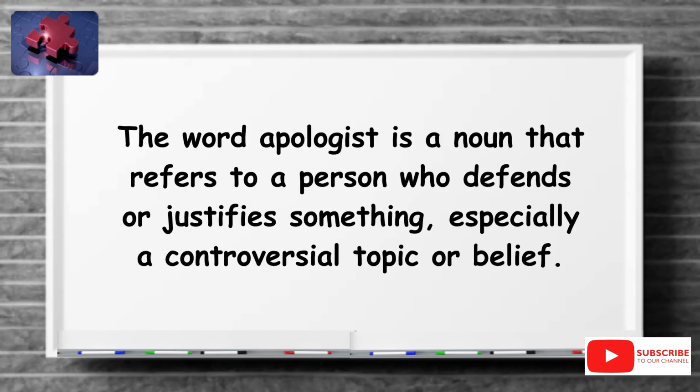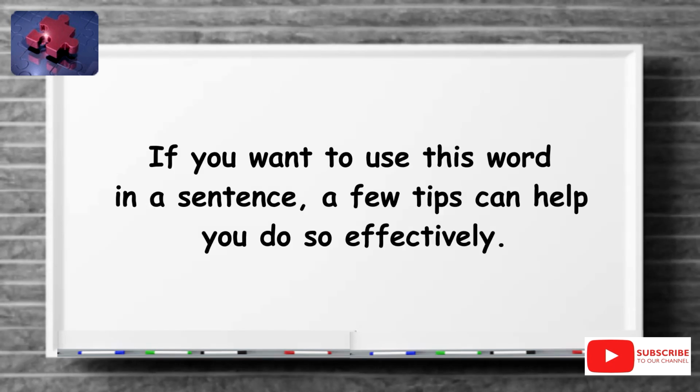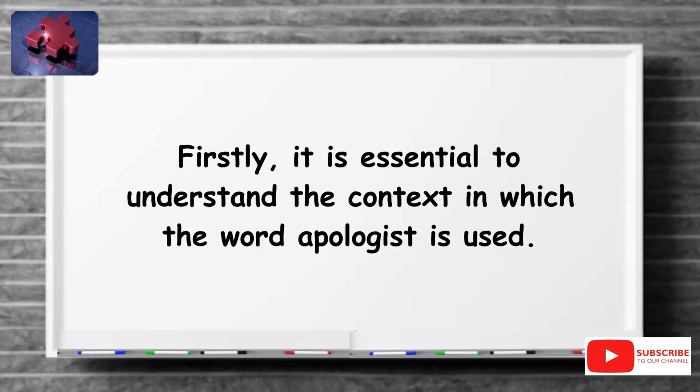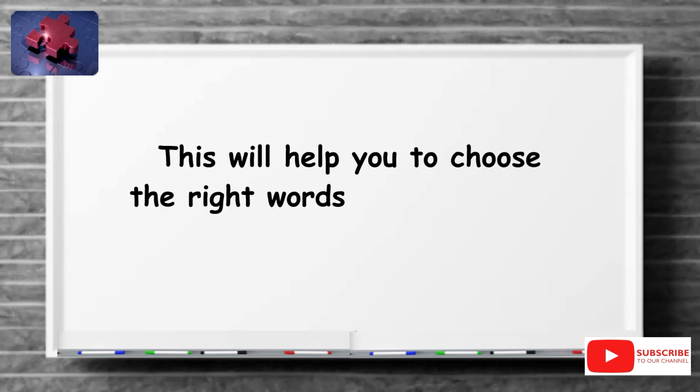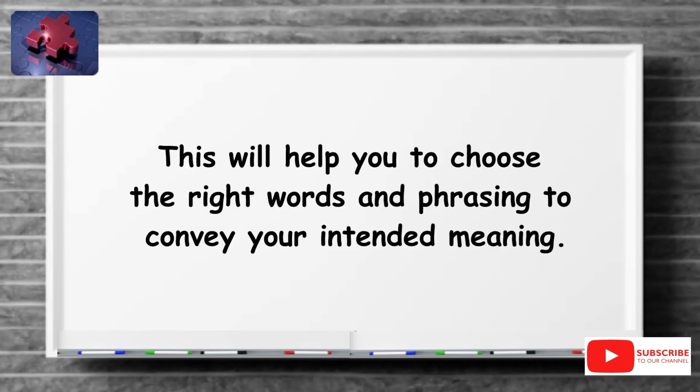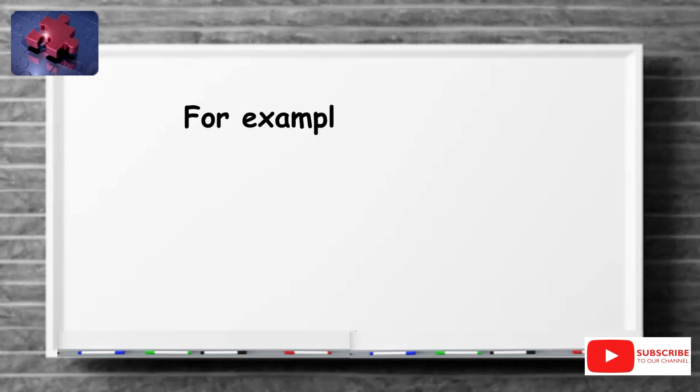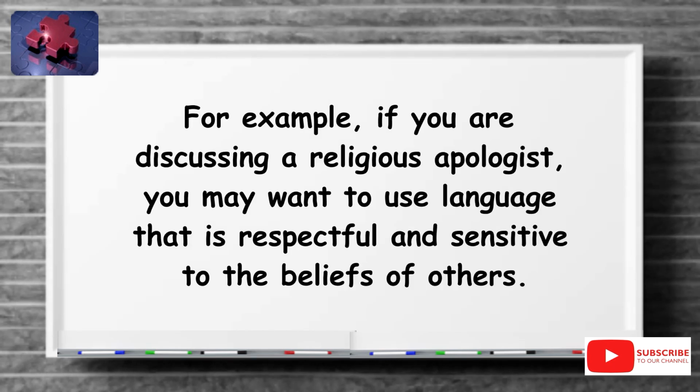The word apologist is a noun that refers to a person who defends or justifies something, especially a controversial topic or belief. If you want to use this word in a sentence, a few tips can help you do so effectively. Firstly, it is essential to understand the context in which the word apologist is used. This will help you to choose the right words and phrasing to convey your intended meaning. For example, if you are discussing a religious apologist, you may want to use language that is respectful and sensitive to the beliefs of others.